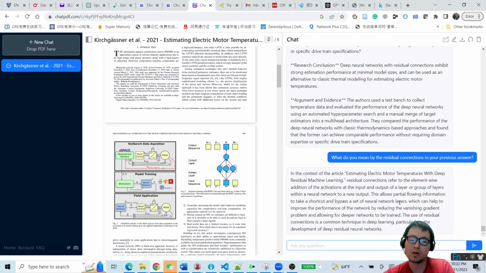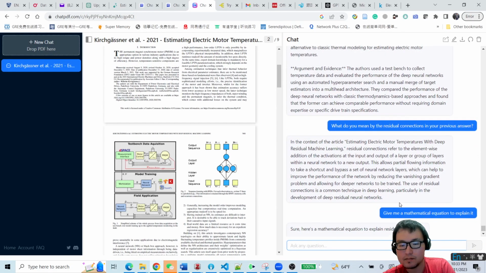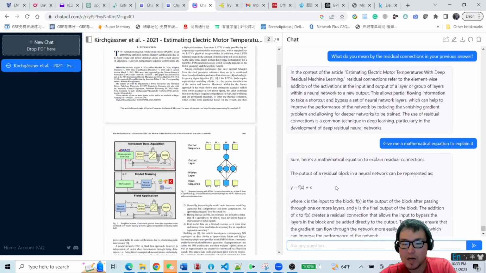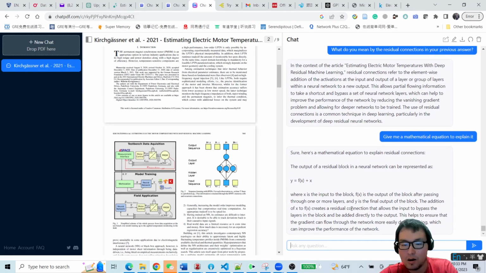So if you still don't understand, you can say, give me a mathematical equation to explain it. So it will give you this mathematical equation that tries to explain the residual connection.